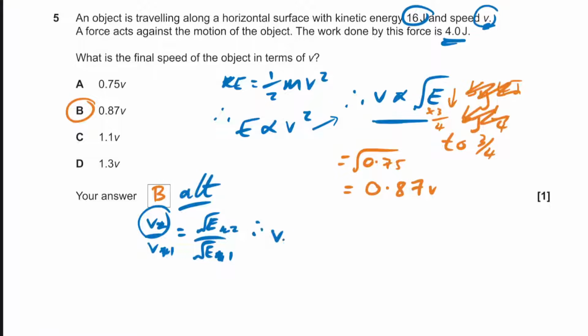So therefore, we can say that V2 is equal to the square root of energy 2. We know it's gone down to 12 over 16. And then we times that by, well, just V, isn't it? So we don't really care about that. So we're just looking for the value. And we can see, of course, that there's going to be the square root of 3/4 again. So that is going to give us the right answer.